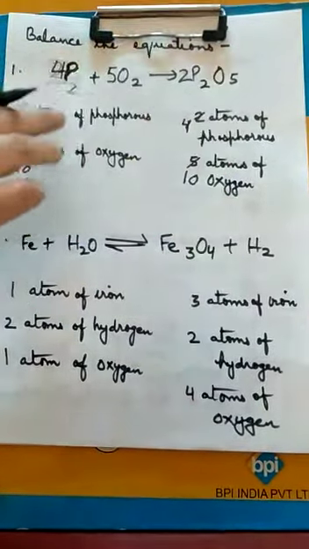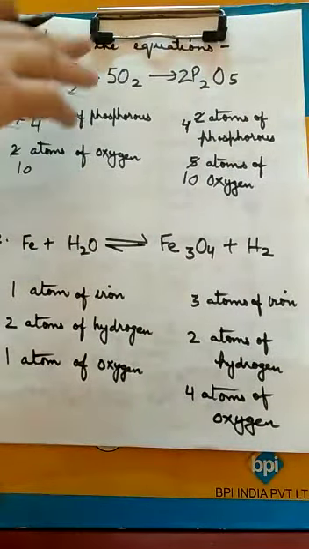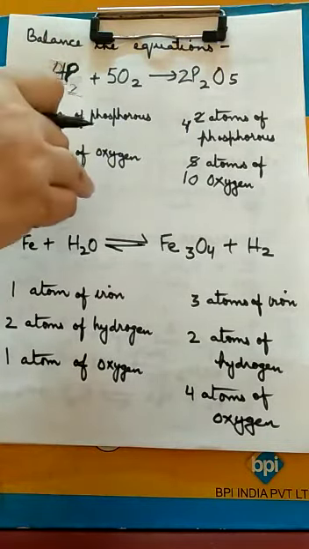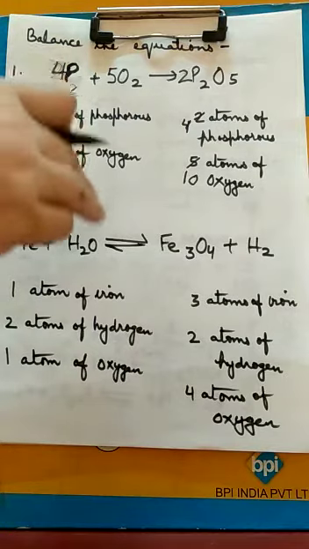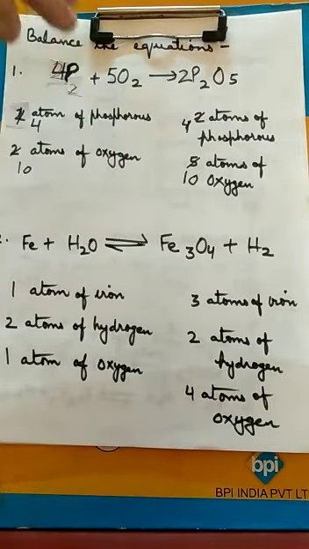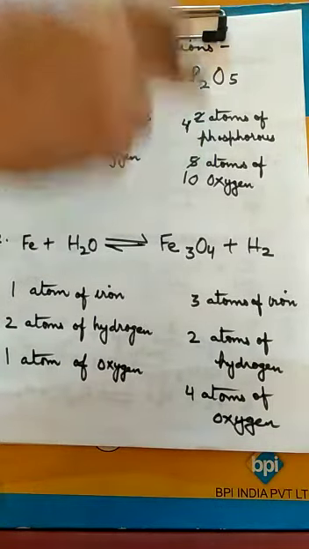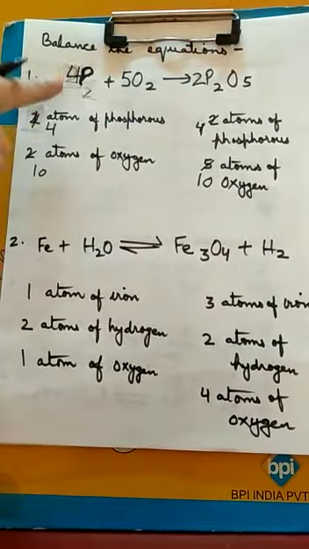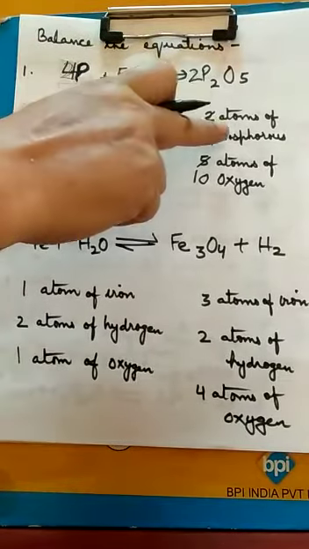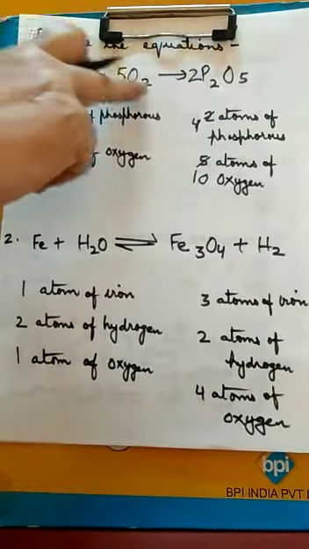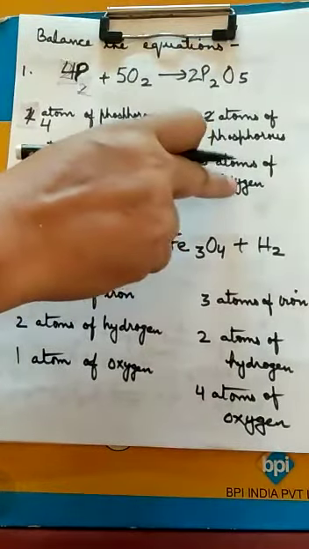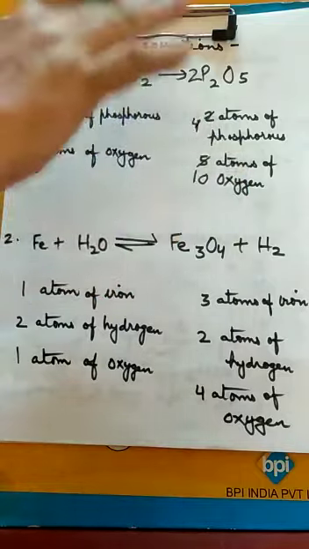Whenever you balance the equation, do the balancing with a pencil, and after that you write it with a pen. Even in the examination, don't leave the balancing in pencil. Always, after confirming the number of atoms on both the sides, write it with a pen. Now your equation is balanced: 4 atoms of phosphorus on this side, 4 atoms of phosphorus on the other side, 10 atoms of oxygen on the reactant side, and 10 atoms of oxygen on the product side. So now it is balanced.